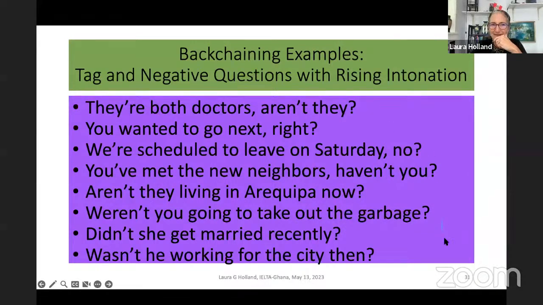Please, number one. They are both doctors, aren't they? Hold on. So you have to say the first sentence 3 times. You have to say the full thing 3 times. Yes, please. Okay, they are both doctors, aren't they? They are both doctors, aren't they? They are both doctors, aren't they?